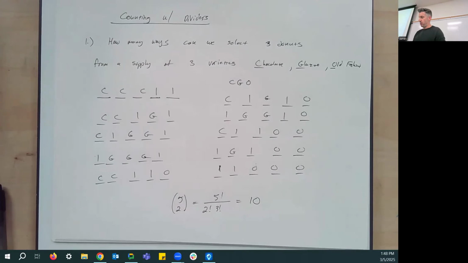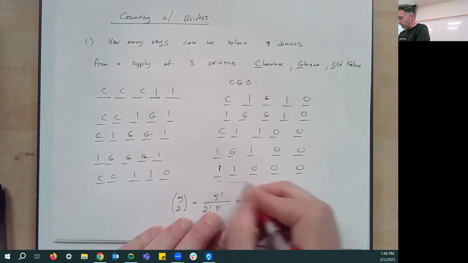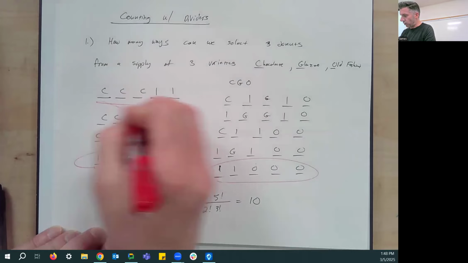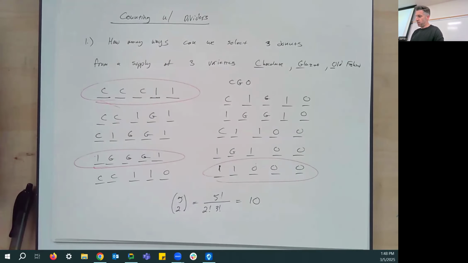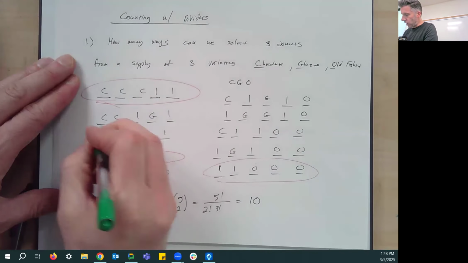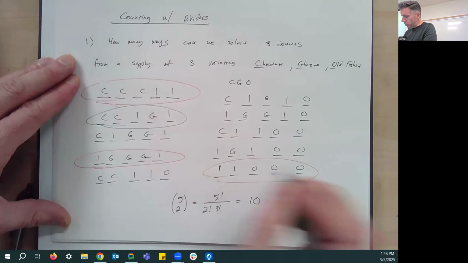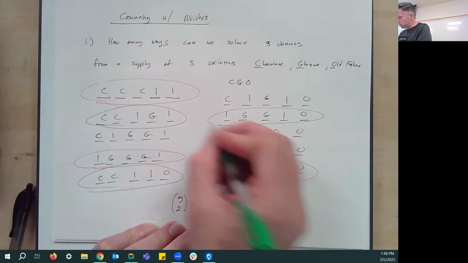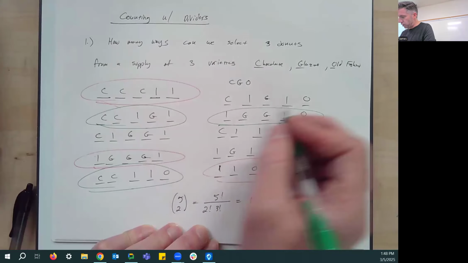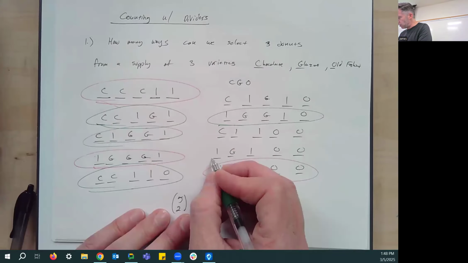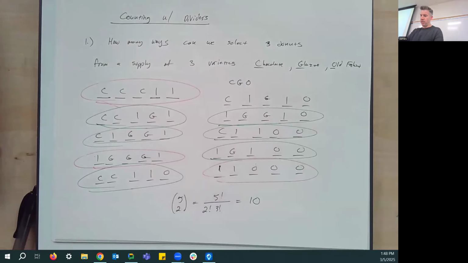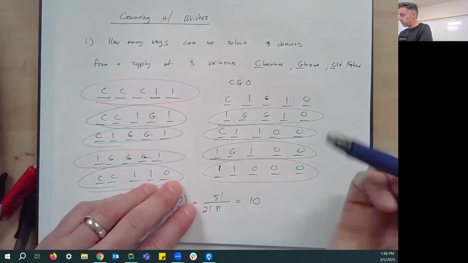And this, I got all of them, right? So here are my all old-fashioned. Here's my all glaze. Here's my all chocolate. Here's my 2 chocolates, 1 glazed, 2 chocolates, 1 old-fashioned, 2 glazed, 1 old-fashioned, 2 glazed, 1 chocolate, 2 old-fashioned, 1 glazed, 2 old-fashioned, 1 chocolate, and finally, lastly, 1 of each. That's every possible combination.